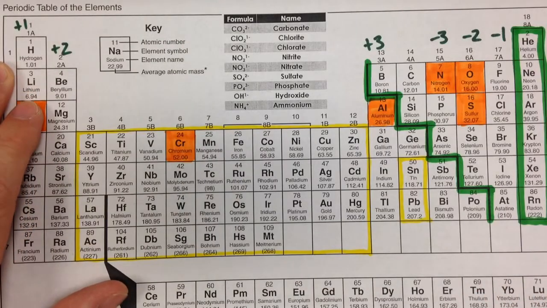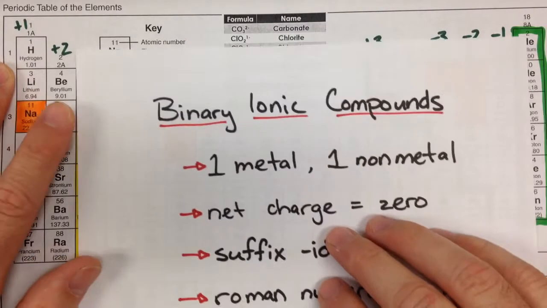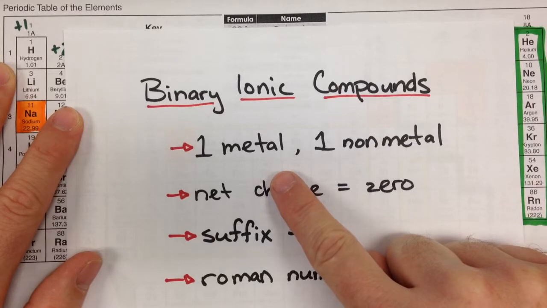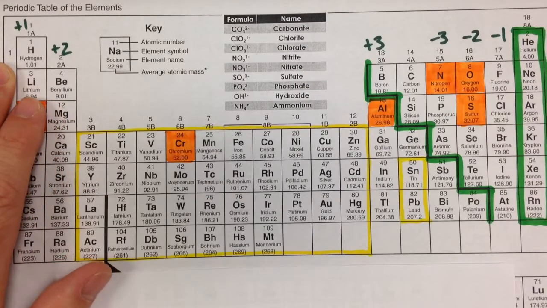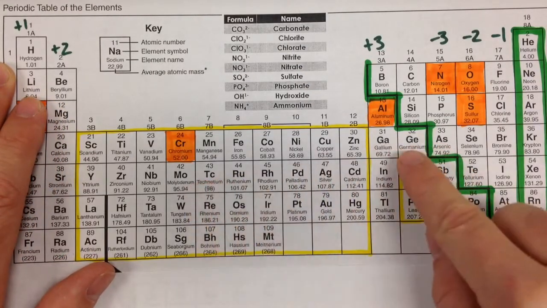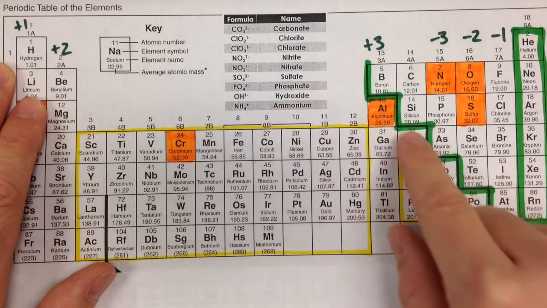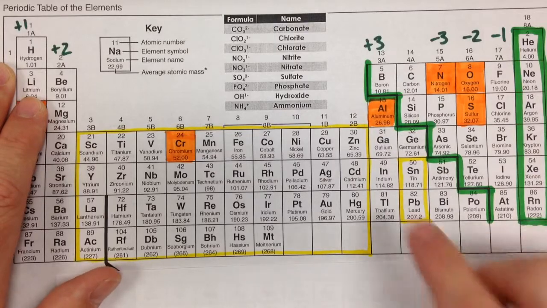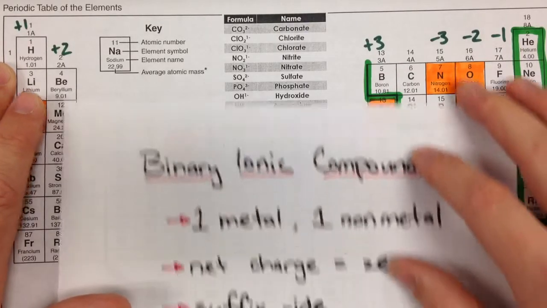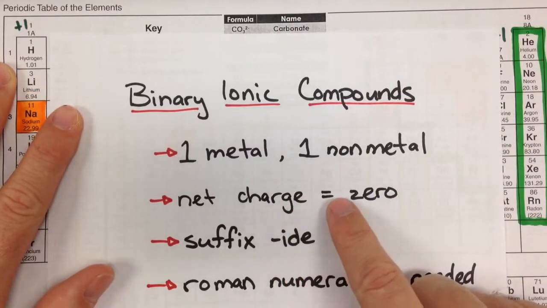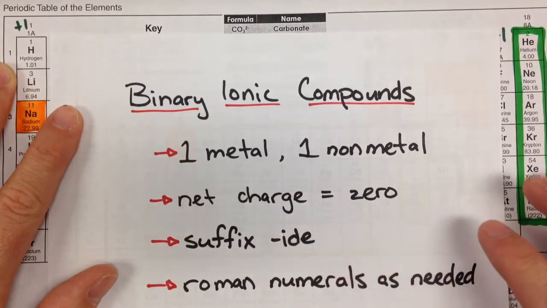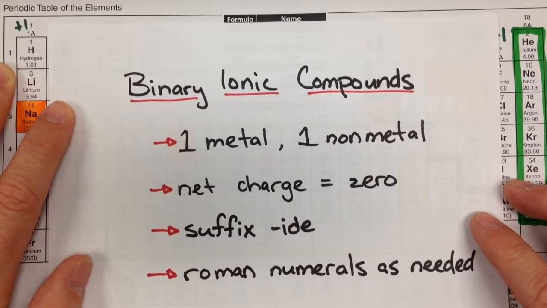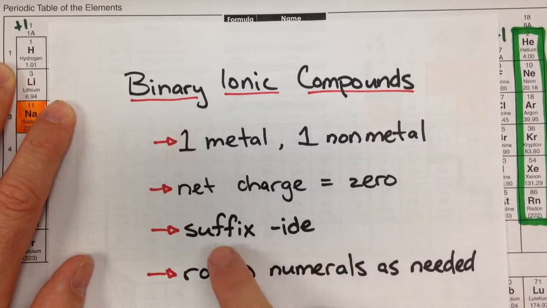So what specifically is a binary ionic compound? Well, a binary ionic compound is composed of, like I said, one metal and one nonmetal. That means one element, the first element, will always be on the left of the stair step, and the other element will be on the right-hand side of the stair step. So one metal and one nonmetal. The net charge of our compound will always be 0, so the charges will need to cancel out. We'll use the least common multiple method and we'll shorten it by crisscrossing charges.